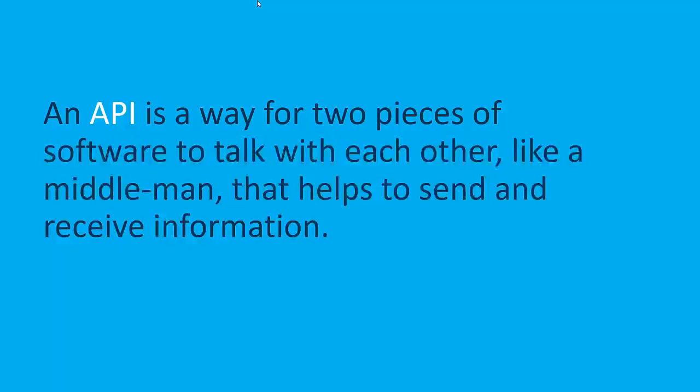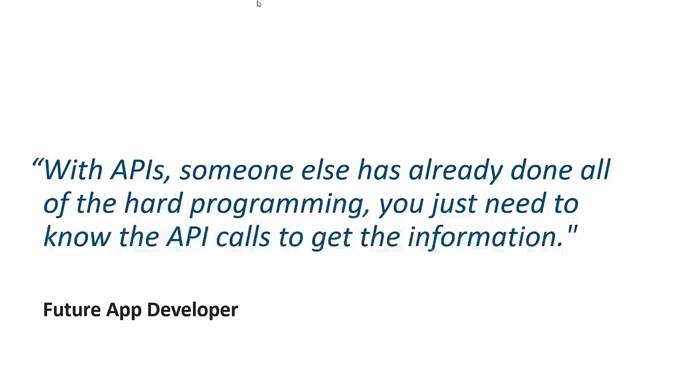An API is a way for two pieces of software to talk with each other, like a middleman that helps to send and receive information. With APIs, someone else has already done all of the hard programming. You just need to know the API calls to get the information.